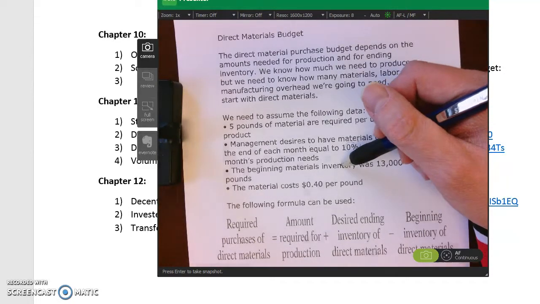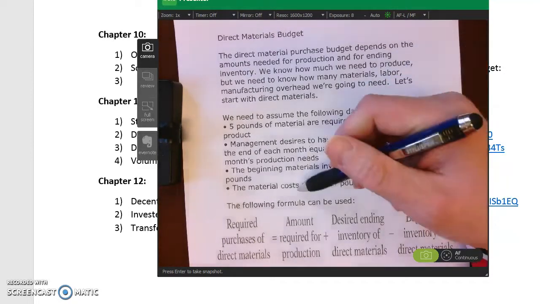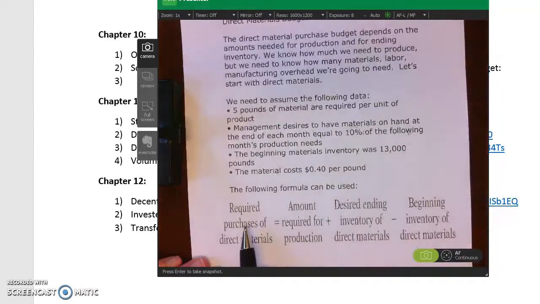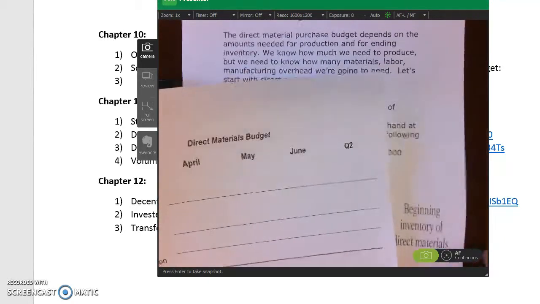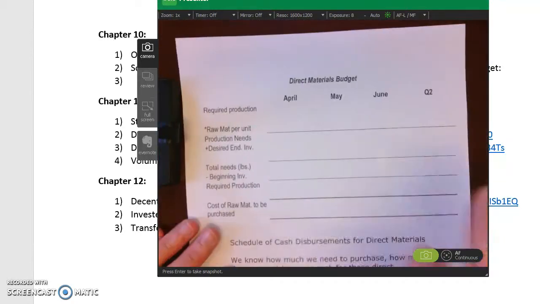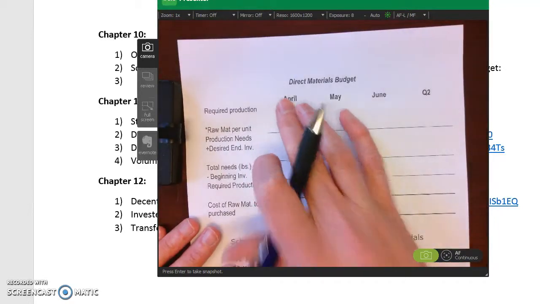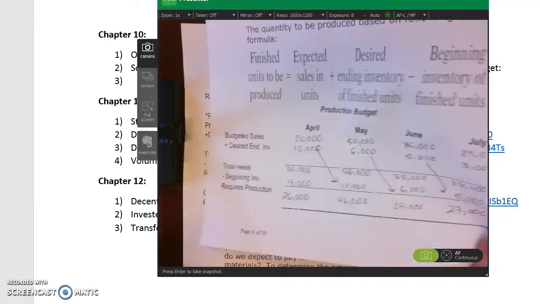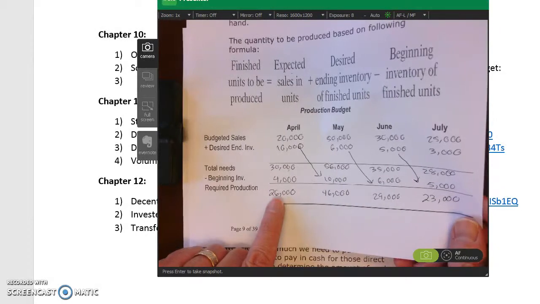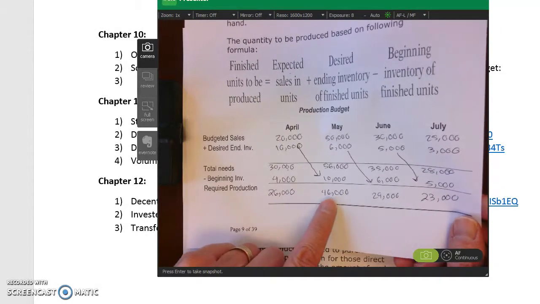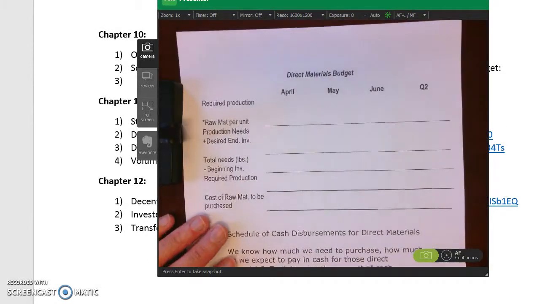Beginning materials inventory was 13,000 pounds, and the cost is 40 cents per pound, and the exact same formula as what we did with our production budget. So now we're going to complete our direct materials budget. And you can see required production comes from right over here. Required production for April is 26,000, May is 46,000, and so on and so forth.